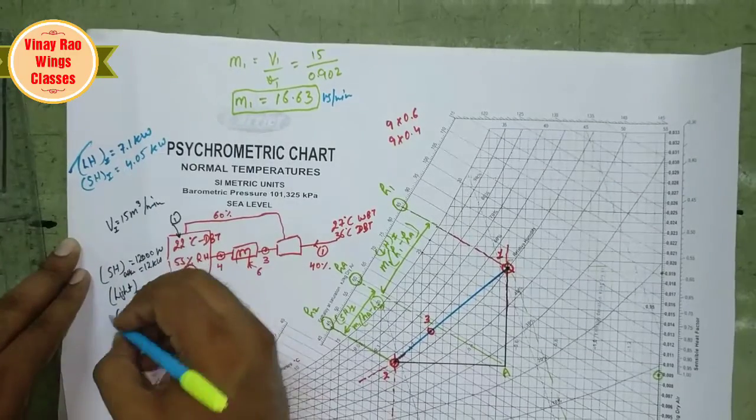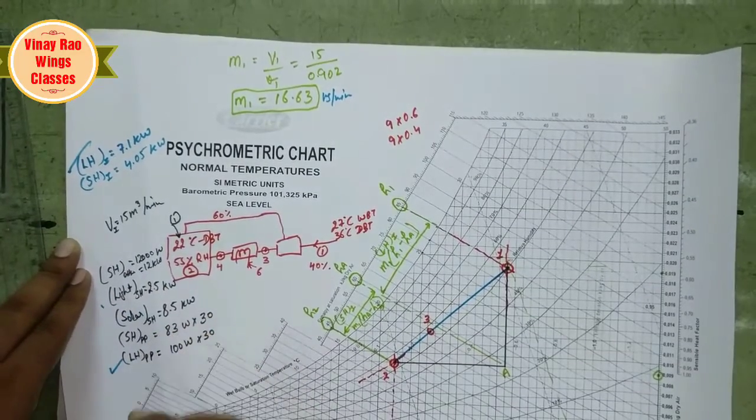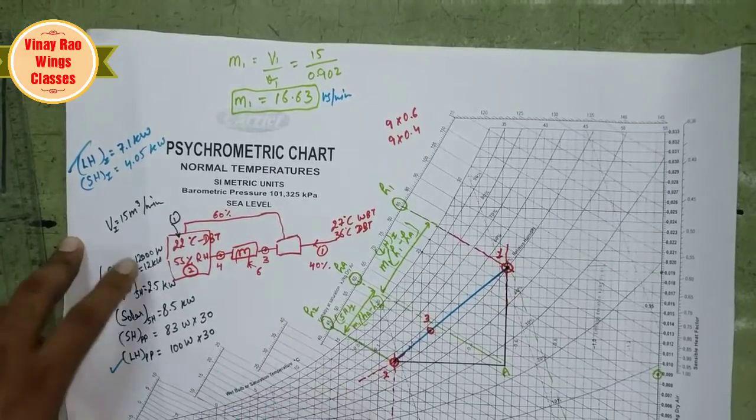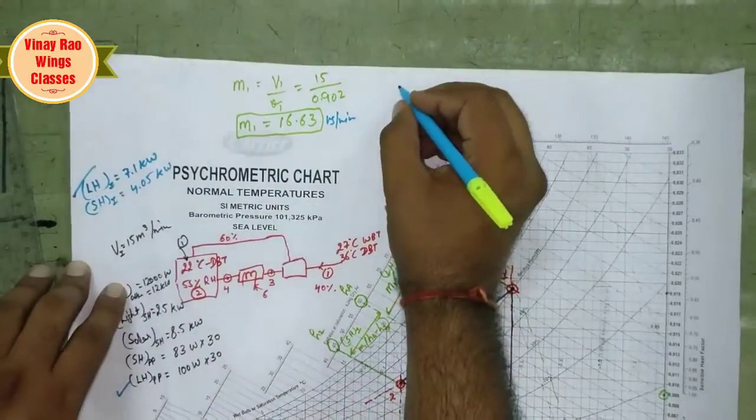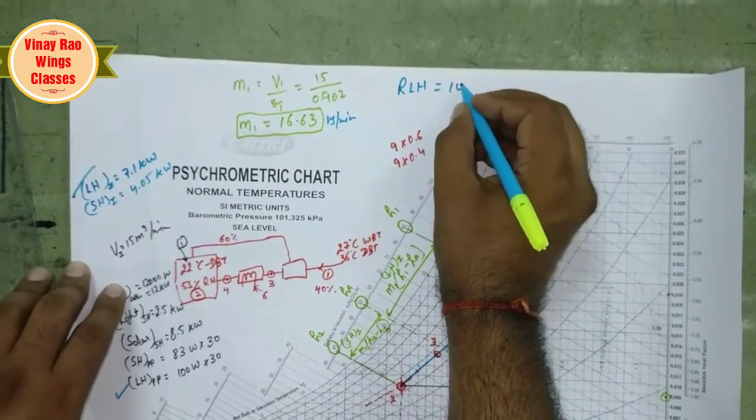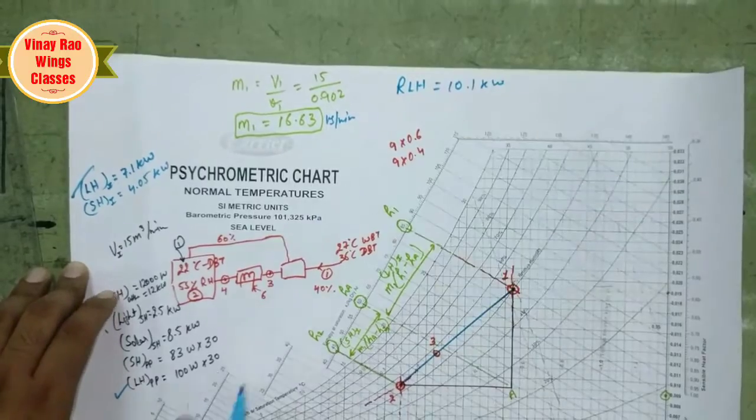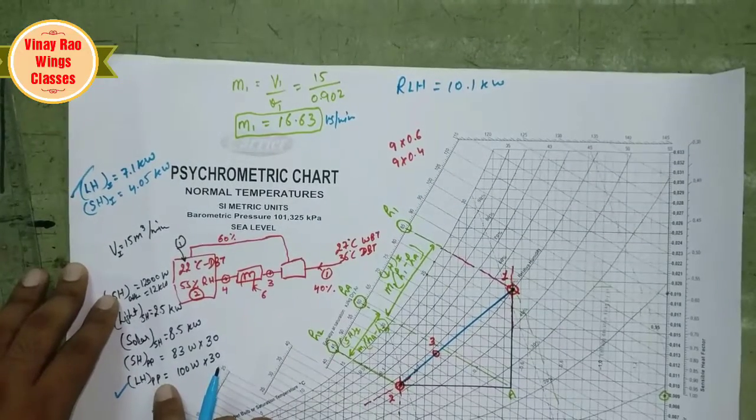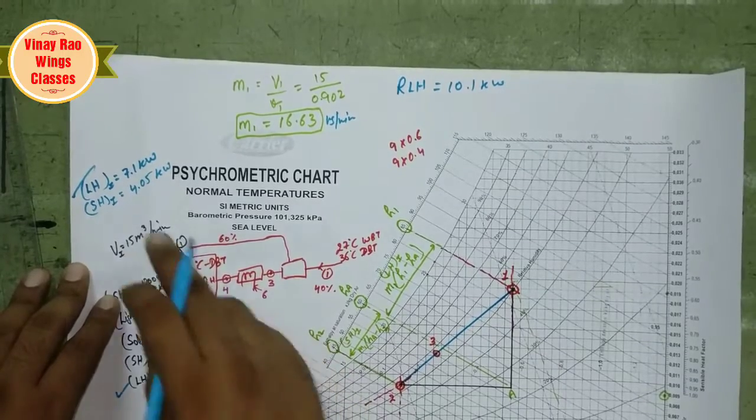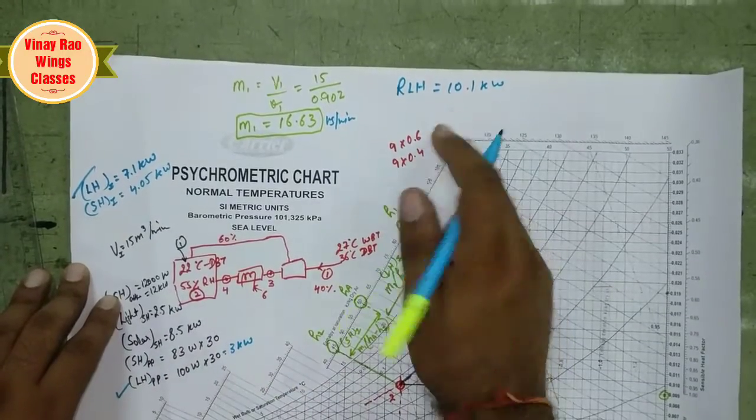This one is latent heat. We add both the latent heat parameters. We got room latent heat, which is equal to 10.1 kilowatt. With respect to per person, we got 3 kilowatt. 3 plus 7, 10.1 kilowatt.